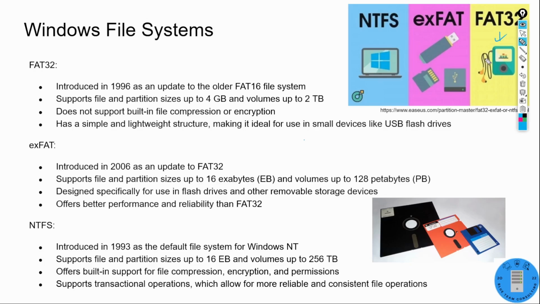FAT32, introduced in 1996 as an upgrade to the older FAT16 file system. So we went from FAT16 to FAT32. If we think about floppy drives as how we would save our media or store our file system, this is what we were using way back in the 90s. The amount of data that can be stored on it is significantly less than how much storage you can now put on even a USB or your passport external media. It's just crazy. This would hold 4 gigs.